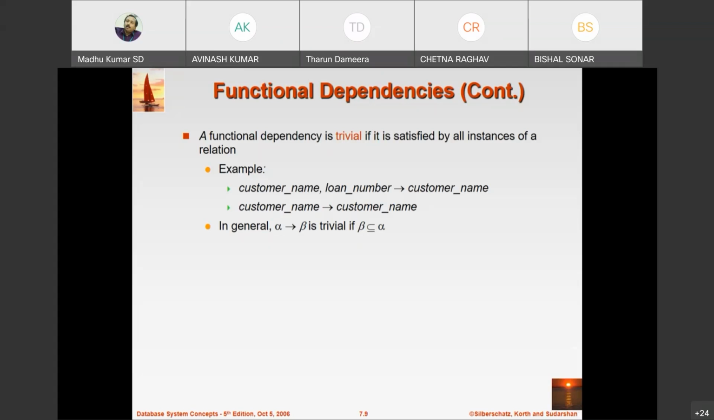All right. So non-trivial means functional dependencies other than trivial ones. That means X determines Y, and Y is not a subset of X, then you call it a non-trivial functional dependency. Okay.